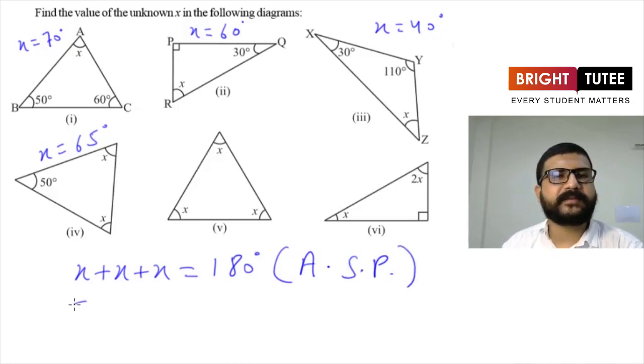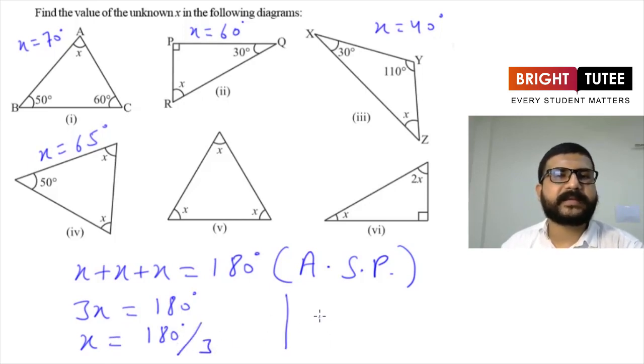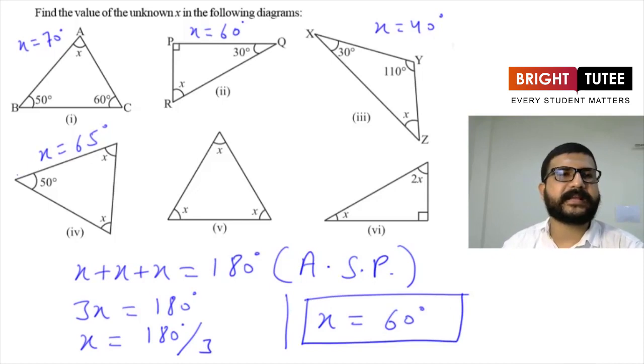Now by simplifying, we will get 3x is equal to 180 degrees. Now to get the value of x, we have to transpose this 3 on the right side of the equation. So this gives us x is equal to 180 degrees divided by 3. Now by simplifying, we will get the value of x as 60 degrees. Hence the final value of x we are getting for this question is 60 degrees. We can write it here, x is equal to 60 degrees.